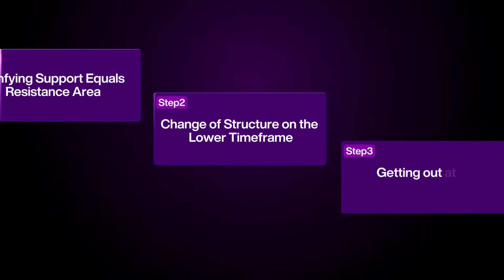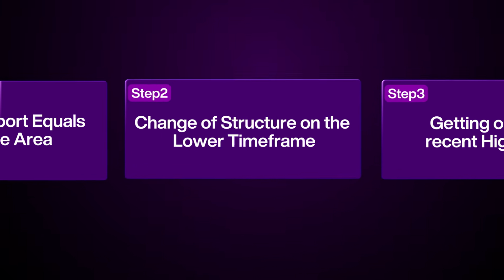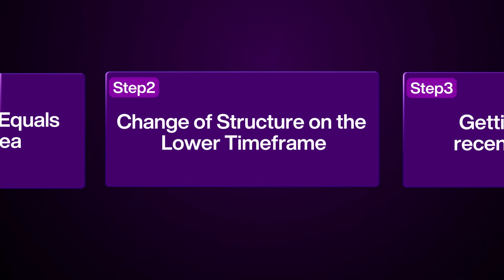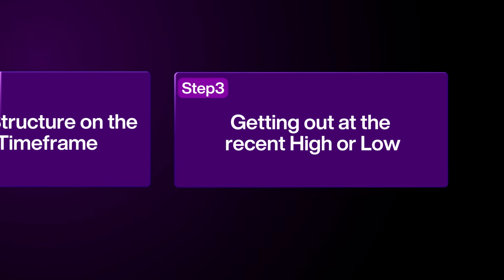So hopefully now you understand how to trend trade. It's a very simple 3-step process. Identifying the trend, which also means identifying where your support equals resistance is. Look for the pullback on the lower time frame. Wait for the structure to break, get in, and then get out at the recent high or recent low.